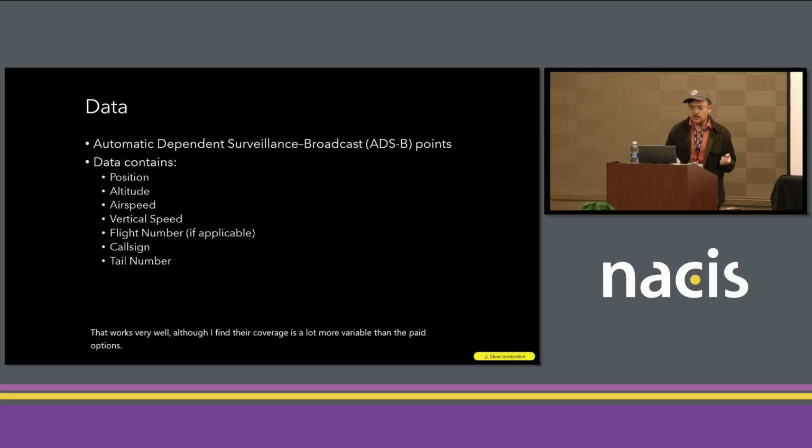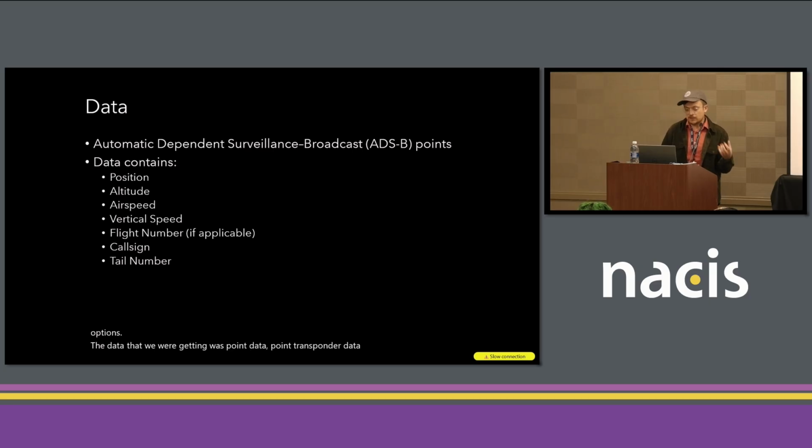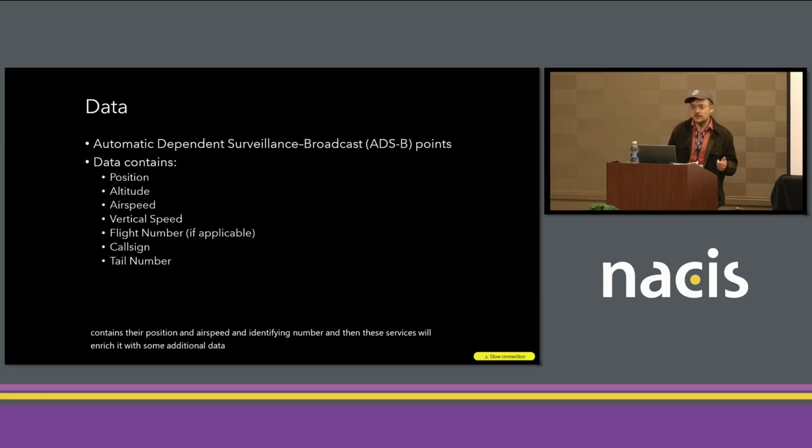The data that we were getting was point transponder data from the aircraft. So it's a signal that aircraft are sending that says, this is where I am, this is who I am. The data contains their position and airspeed and identifying number, and then these services will enrich it with some additional data like what type of aircraft it is and airport of origin and destination.